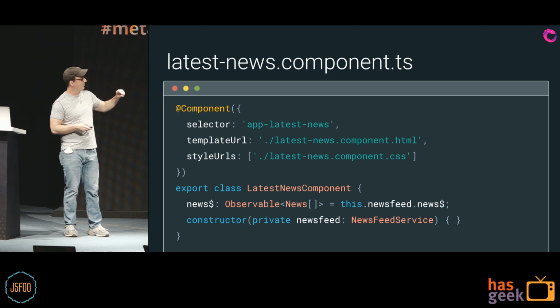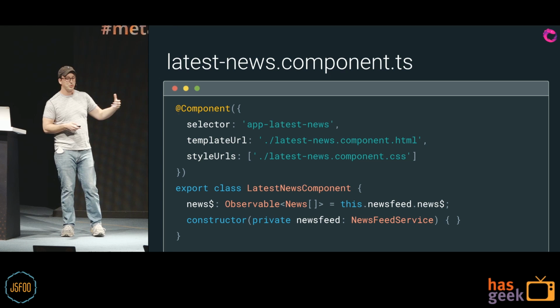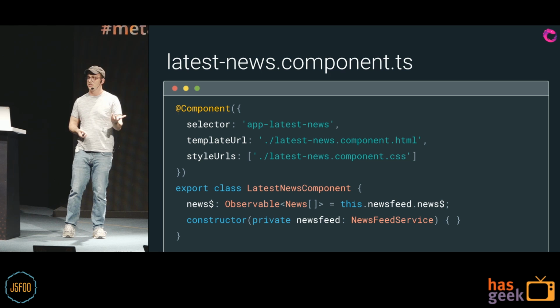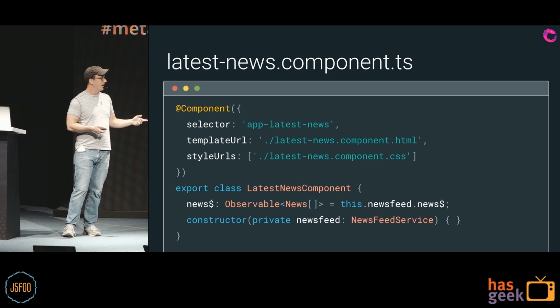It's an observable of the actual news. And you'll see it's an observable of arrays of news objects that's coming in. And then I'm also injecting the news feed service down here. So Angular has dependency injection. It's going to provide this news feed service as a private property. And the news feed service is actually what's providing the news observable.